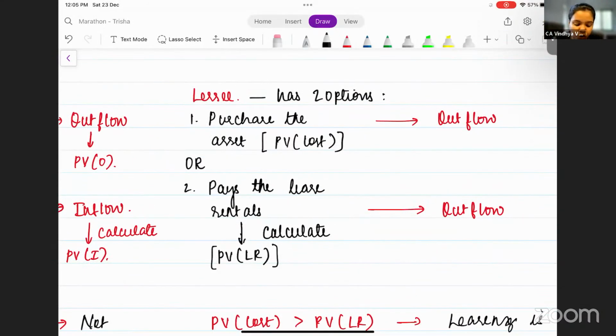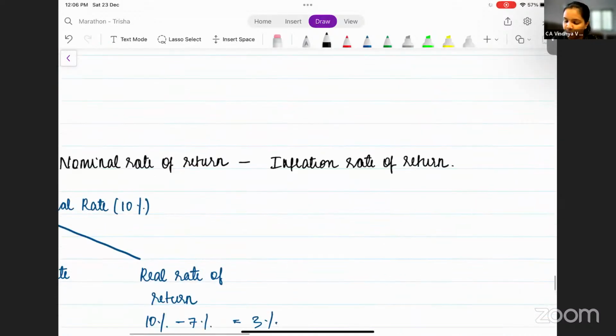Now, come to the point of view of the lessee. Okay? Now, for the lessee, it is important for you to understand that if the lessee wants the asset, he has two options. He can purchase the asset or he can take it on lease. If he purchases the asset or takes it on lease, both are outflows. So you have to compare which is the lower outflow, and the lower outflow will be your solution. So if purchasing the asset, the outflow is lower, then you'll go purchase the asset. If paying lease rentals, the outflow is lower, then you'll go under lease rentals. Okay.